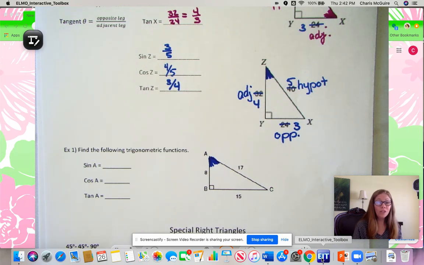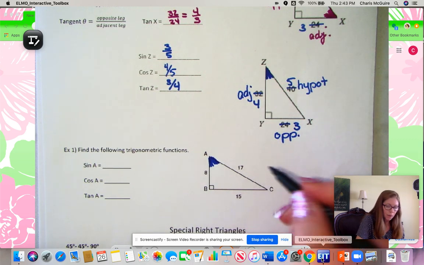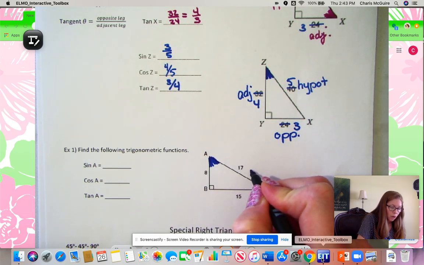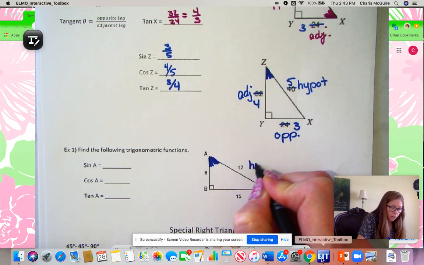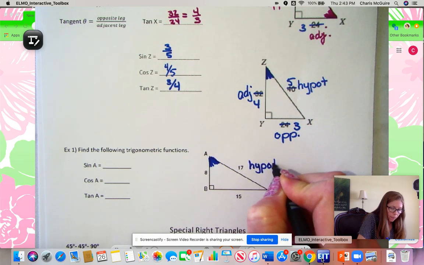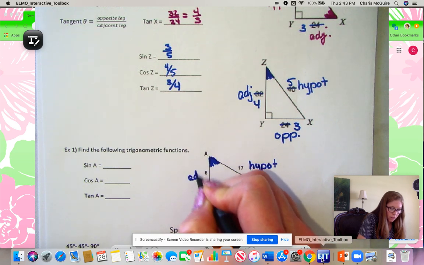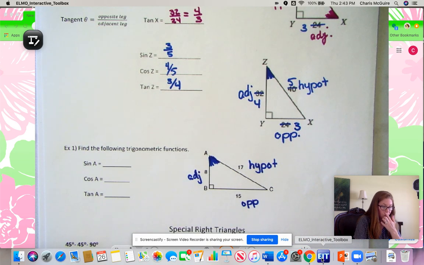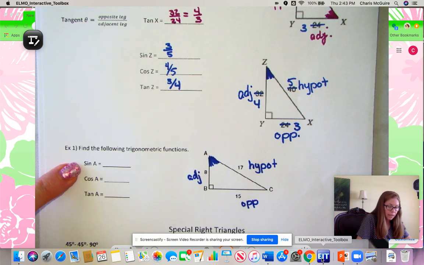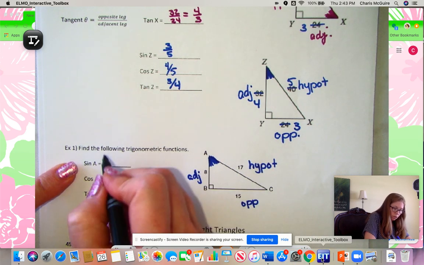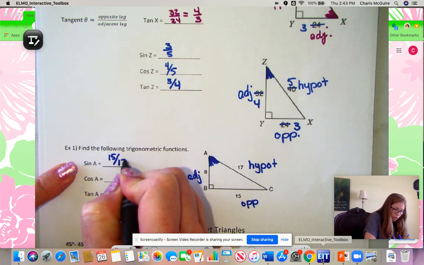Okay, so hopefully you labeled your triangle. You know, you're brand new to this, and don't think you got it all just like that. Go ahead and take the time, especially when you have your test coming up, which should be next week sometime. So we're going to have our hypotenuse, our opposite side, and our adjacent side. And then we're going to follow sine is the opposite leg, 15 over the hypotenuse. So it's just 15 over 17.